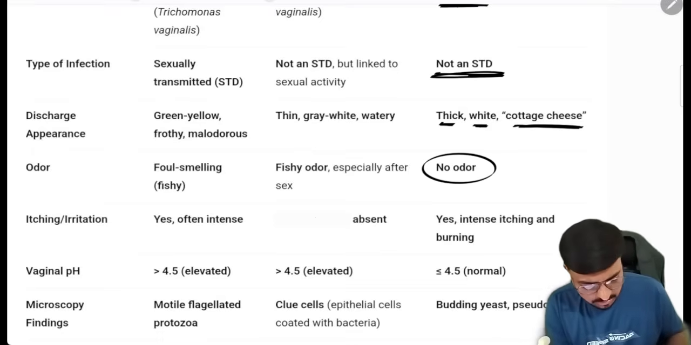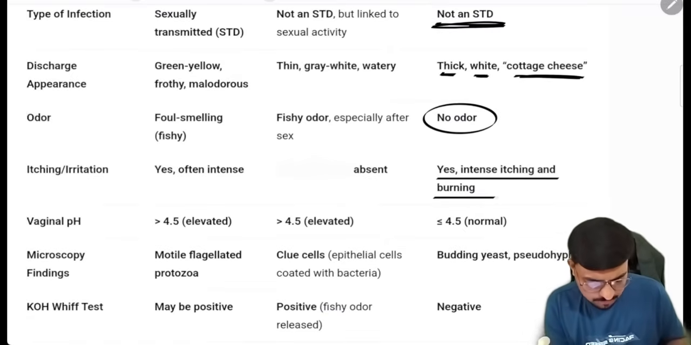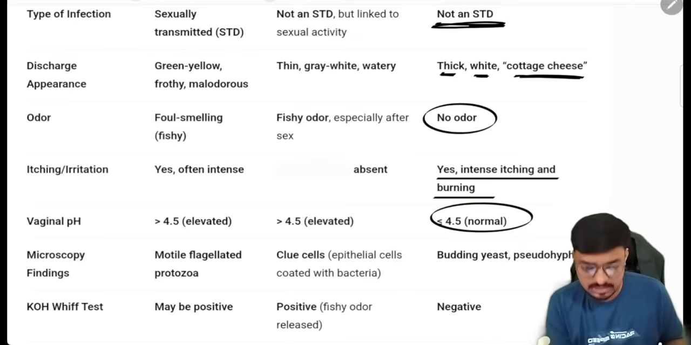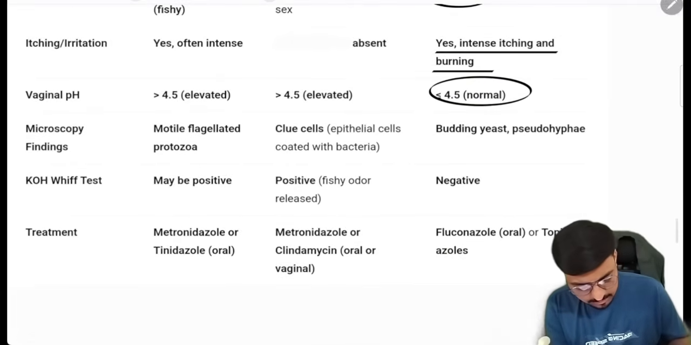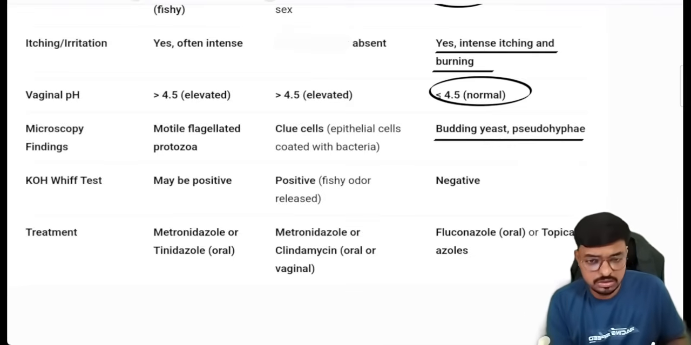There is no bad smell. Intense itching will be there and a burning sensation will be there. When we check the vaginal pH, it is completely normal, which is less than 4.5. And when we see the microscopic finding, we will get budding yeast and pseudohyphae.